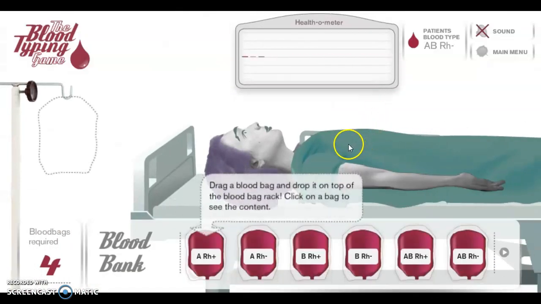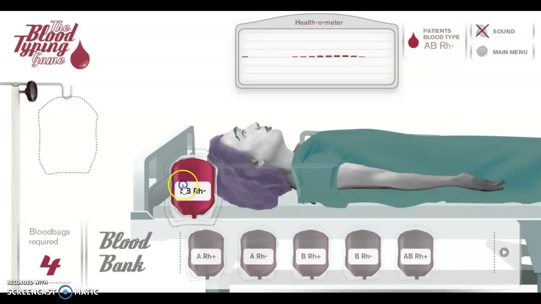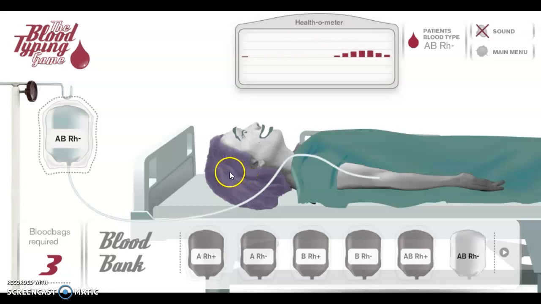Notice she needs 4 bags of blood. So an obvious one would be to find the blood that's exactly what she has. She has type AB blood and it's Rh negative, so let's find that bag and start by giving her that.